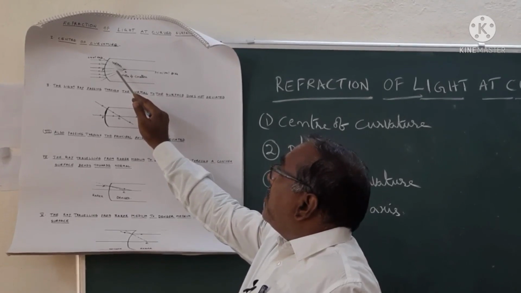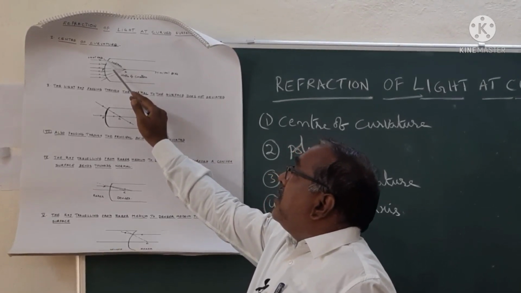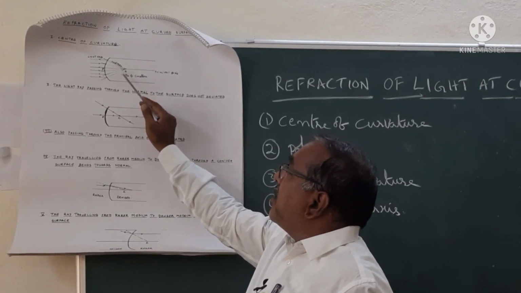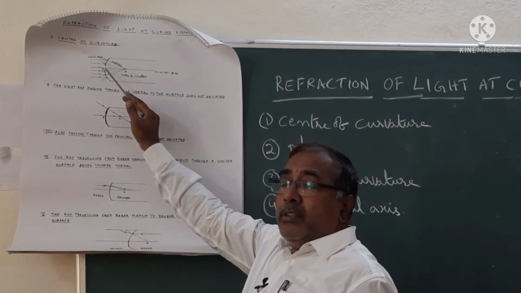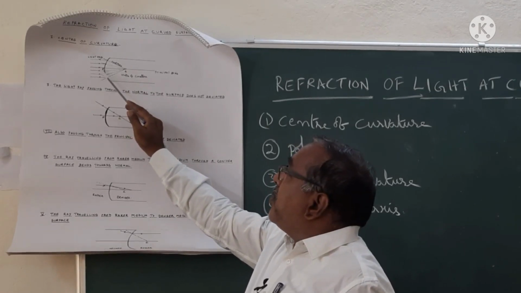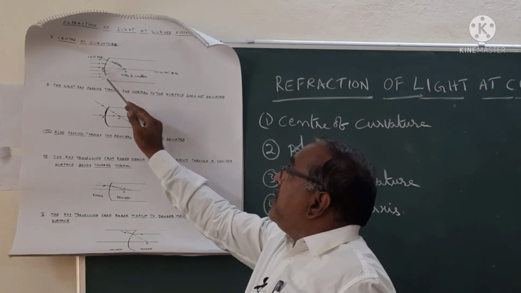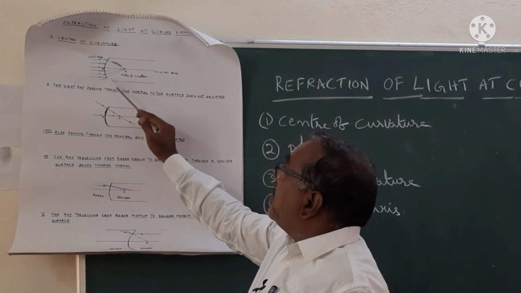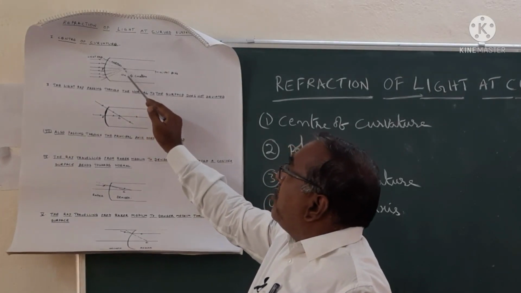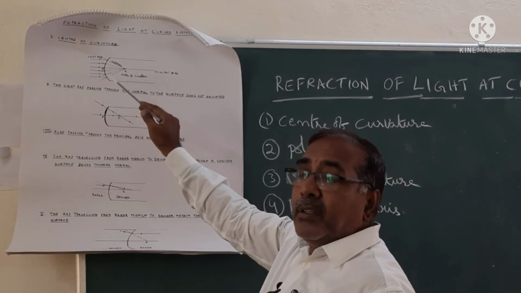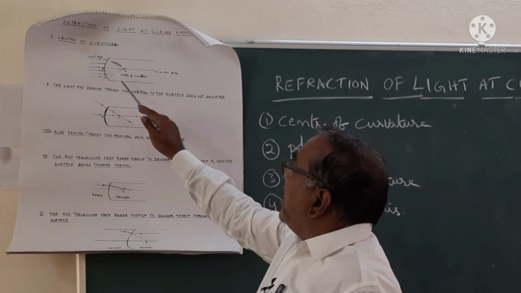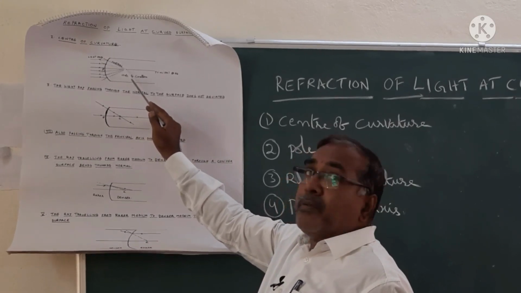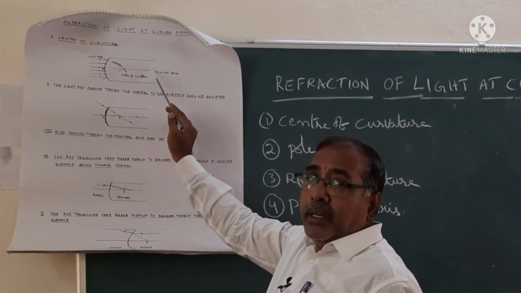The line joining from the center of curvature to the interface is called normal. These are called dotted lines or normals. Light rays parallel to the principal axis, incident on the interface curved surface, will bend towards the center of curvature, bend towards normal. The line passing through pole and center of curvature is called principal axis.